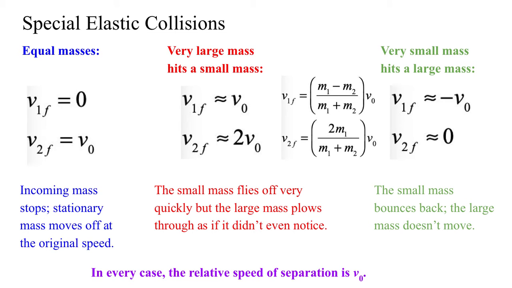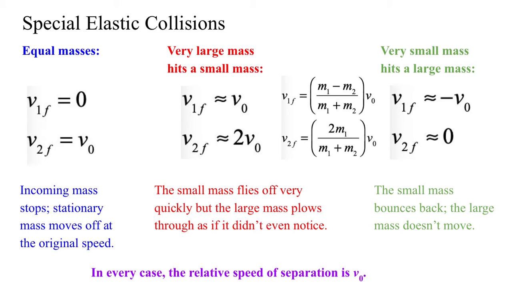You can have equal masses. If the masses are equal, then we can see from that formula that the first one stops because it's m1 minus m2, but they're equal, so it's 0. And the second one then moves off with the initial velocity. So this is what happens when two equal mass objects collide elastically. The first guy comes to rest, the second guy pops off with it.